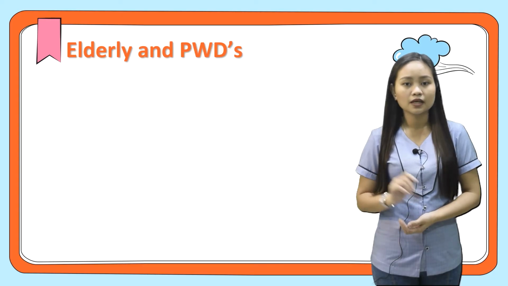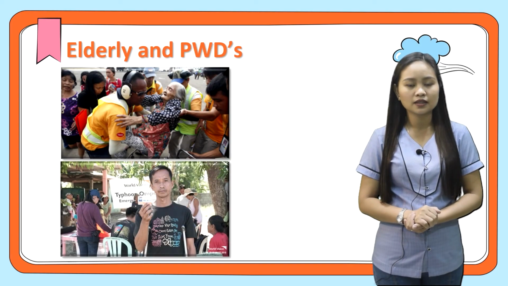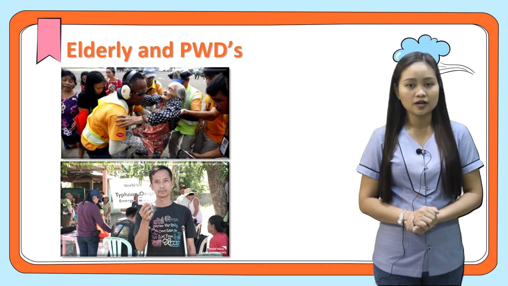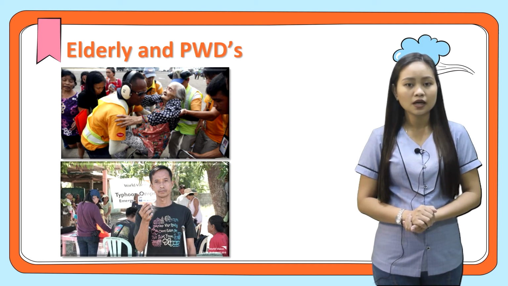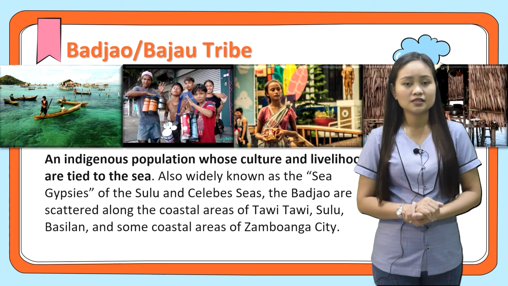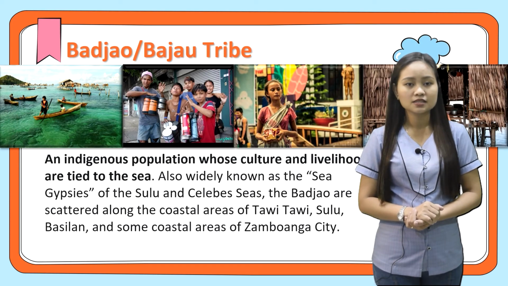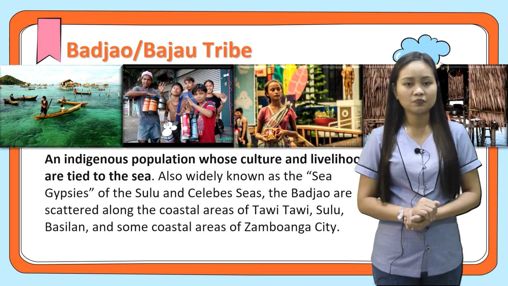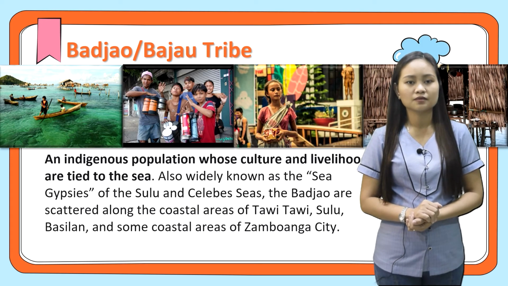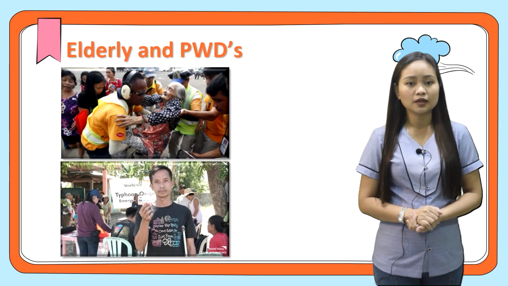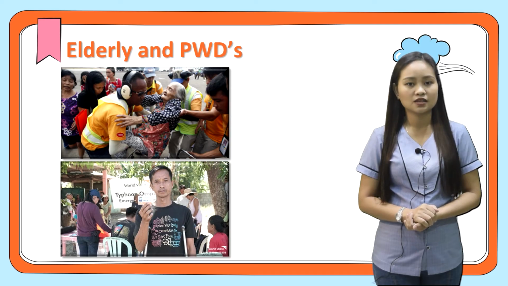The elderly and persons with disability affected by the typhoons that struck our country are also having a hard time taking care of themselves and keeping themselves safe. This only means that in times of calamities, such as typhoons and floods, no one is exempted from its harmful effect. What will you do when you see indigenous people like the Badjaos in the streets asking for alms?